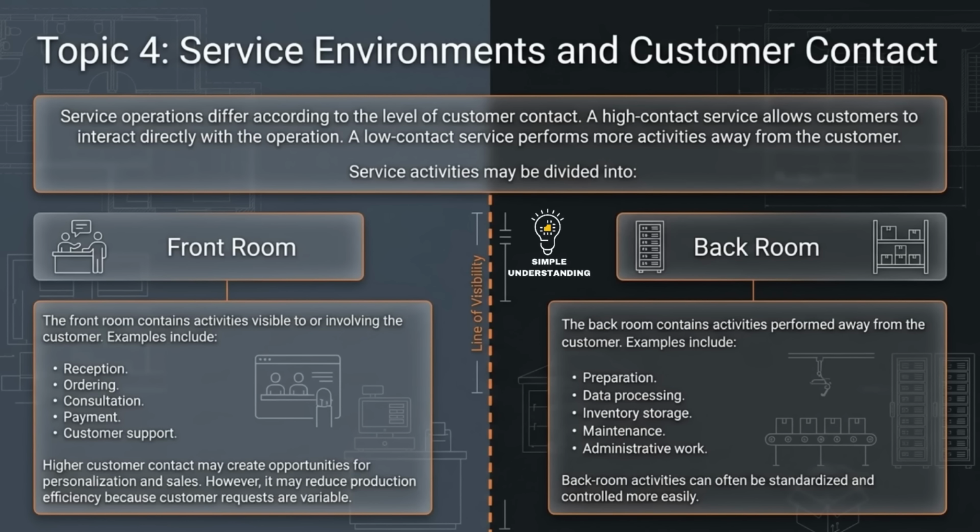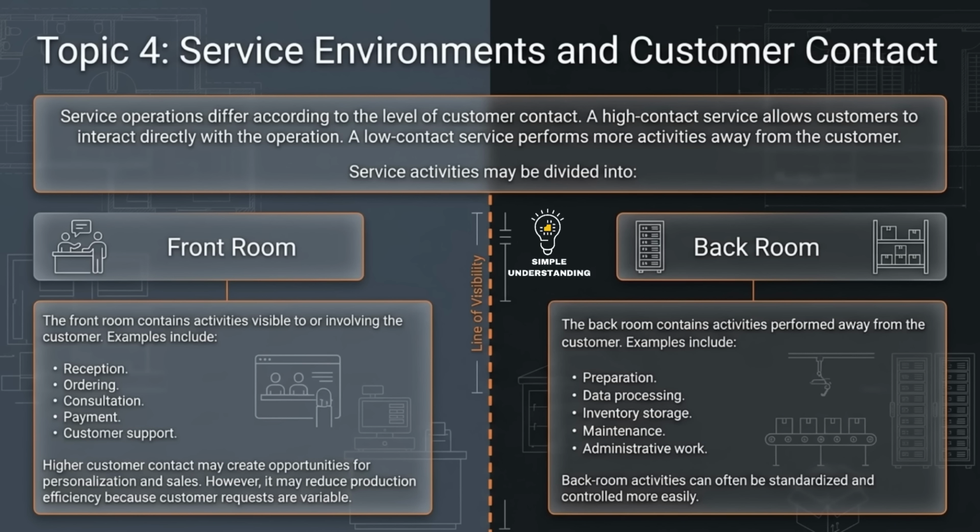Topic 4. Service environments and customer contact. Service operations differ according to the level of customer contact. A high-contact service allows customers to interact directly with the operation. A low-contact service performs more activities away from the customer. Service activities may be divided into front room. The front room contains activities visible to or involving the customer.